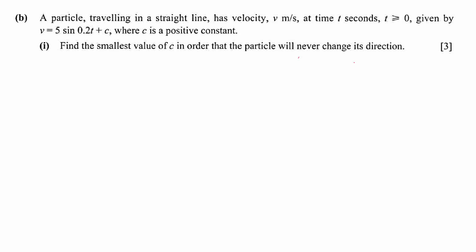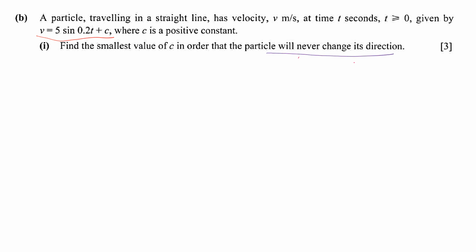Right, for these questions, you're given a particle travelling in a straight line, and it conforms to this equation where v is 5 sine 0.2t plus c. c is a positive constant. Basically, c is just the y-intercept value, or the v-intercept value, because you're talking about v versus t. So you're supposed to find the smallest value of c such that the particle will never change direction.